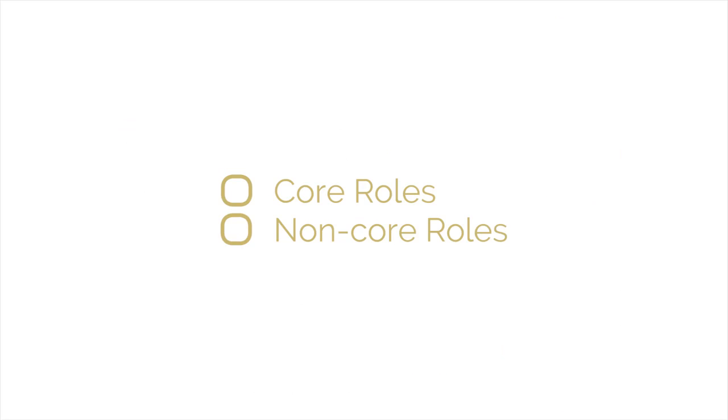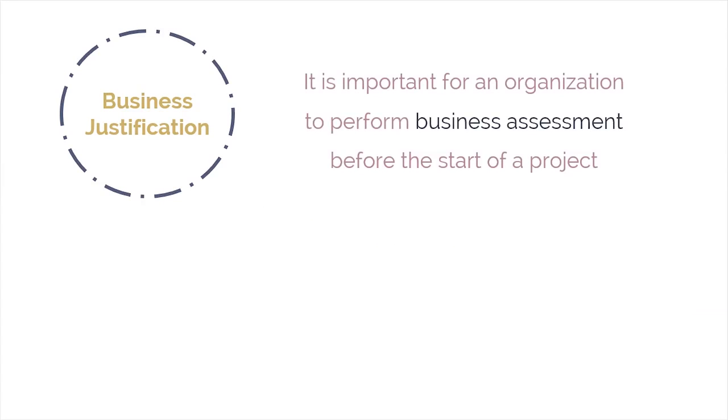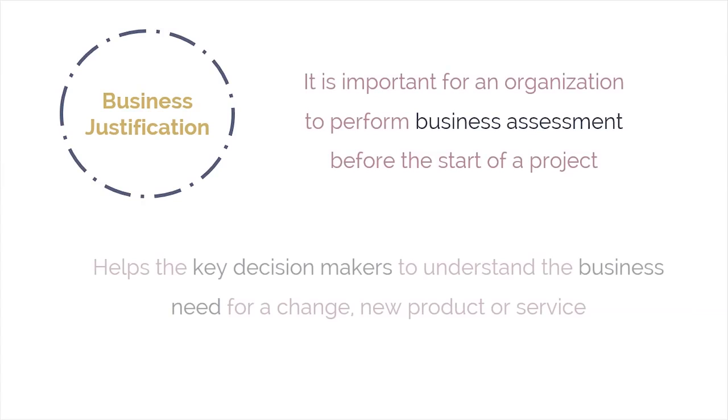So now that we have seen the core and non-core roles played in a Scrum-controlled project, let's now discuss another key Scrum aspect, business justification. It's important for an organization to perform a proper business assessment prior to starting any project. This helps the key decision makers understand the business need for change or for a new product or service, the justification for moving forward with a project, and its viability.